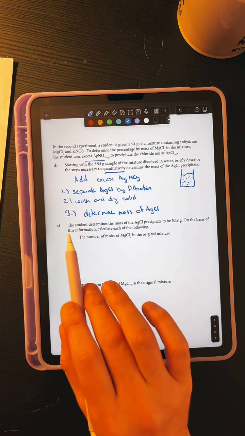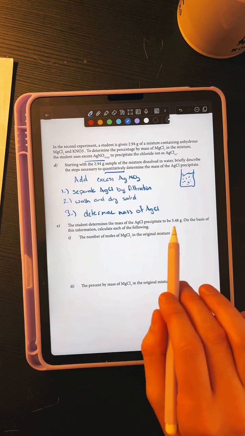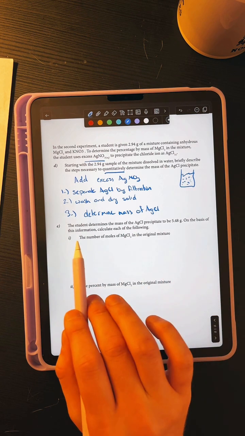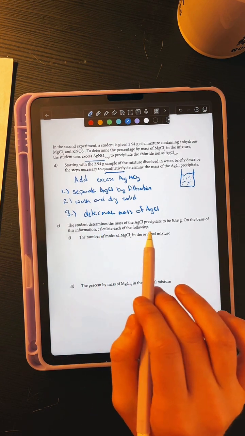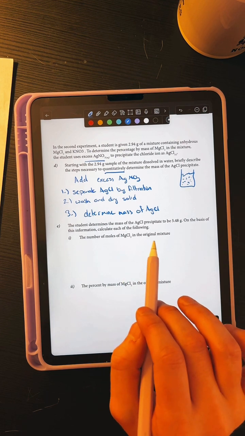All right, so part E. The student determines the mass of AgCl precipitate to be 5.48 grams. On the basis of this information, calculate each of the following. The number of moles of MgCl2 in the original sample.